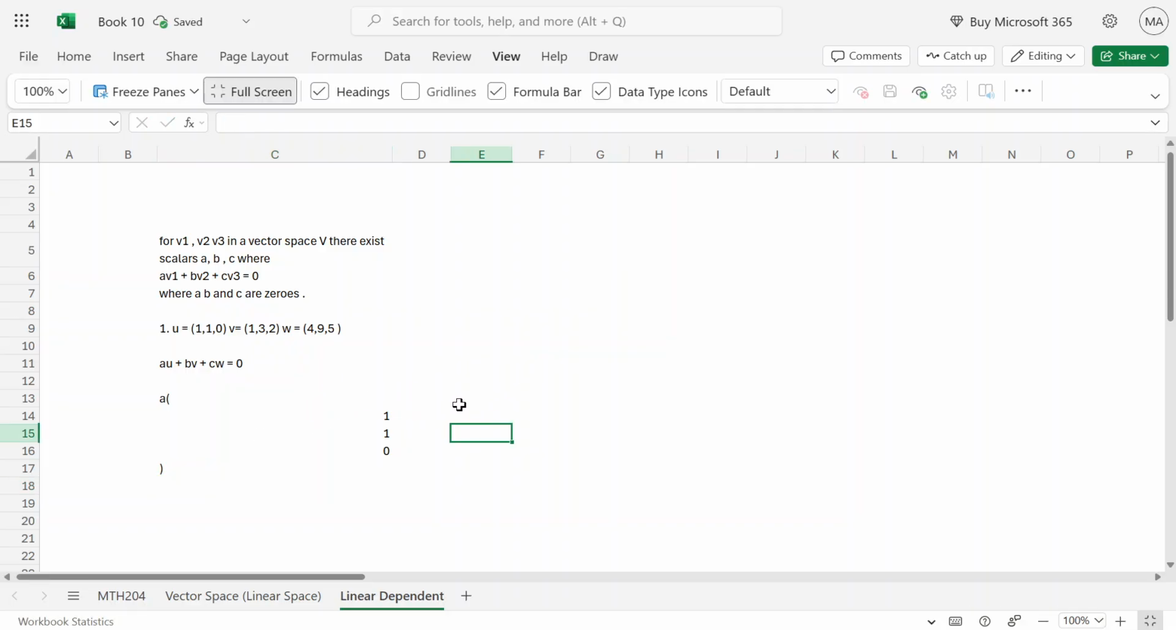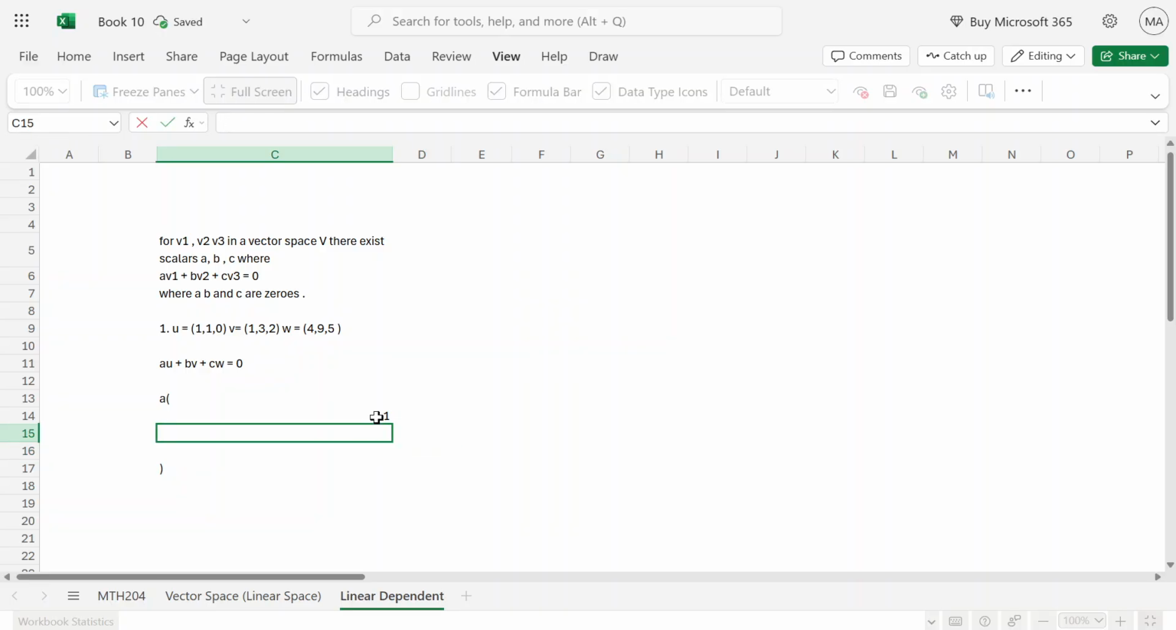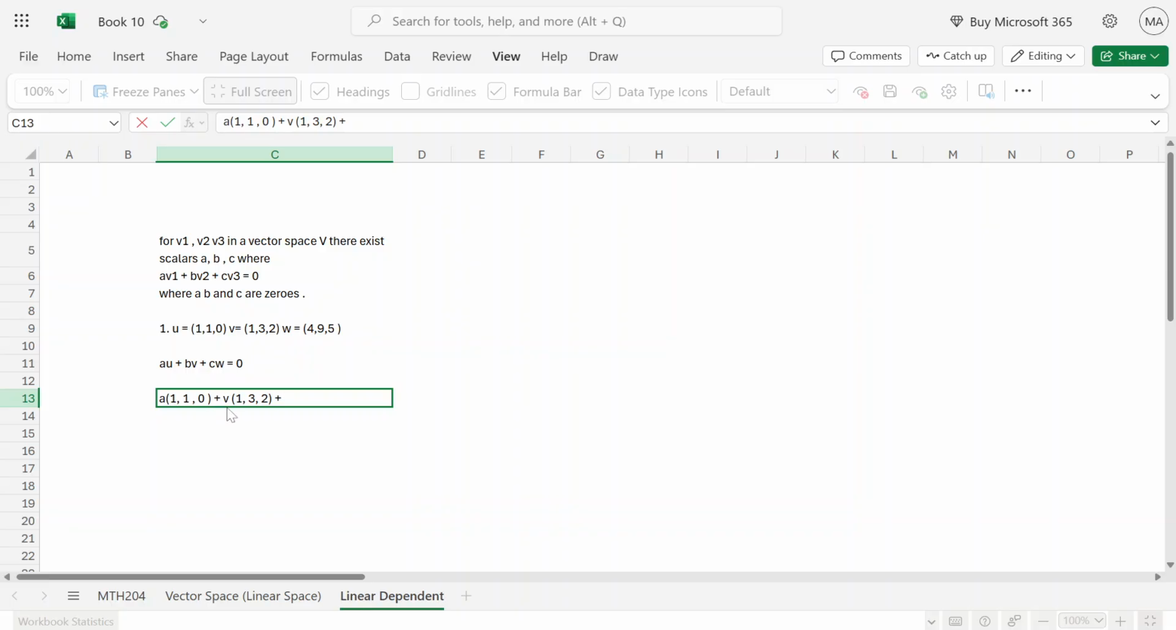So the next thing to do, this doesn't look nice at all, and I want to represent it the way it will look in the notes. So that's how we should write it in the notes. So this is a times (1, 1, 0) plus b times (1, 3, 2), so this is b, then plus c times (4, 9, 5).